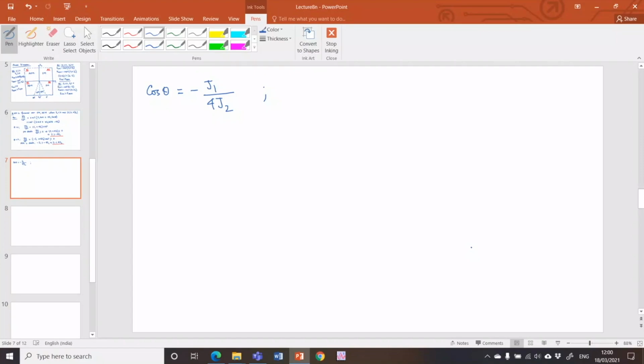Yes, sir. In the energy expression, I think it will be minus J1 square by 8J2. Okay, so what is the value of this? Tell me. Sir, 2n s square, bracket J1 square by 4J2, minus 4J2. Yes. Okay, so I'm believing on you.